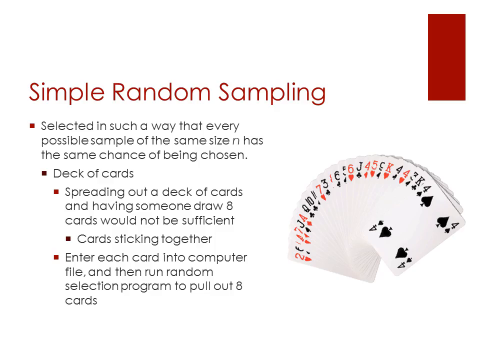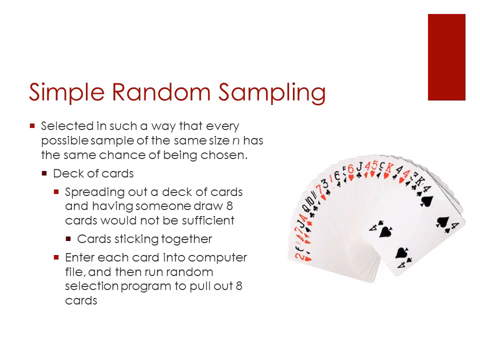First is simple random sampling. Now, this is sampling where individuals are selected in such a way that every possible sample of the same size n has the same chance of being chosen. That sounds a bit complex, but let's take a look at what we're actually looking at here. So, for example, for a deck of cards, just spreading out the deck of cards and having someone draw 8 cards would not be sufficient.